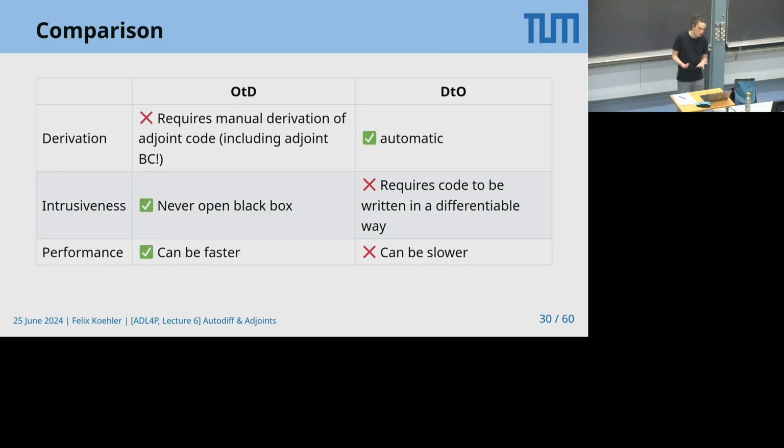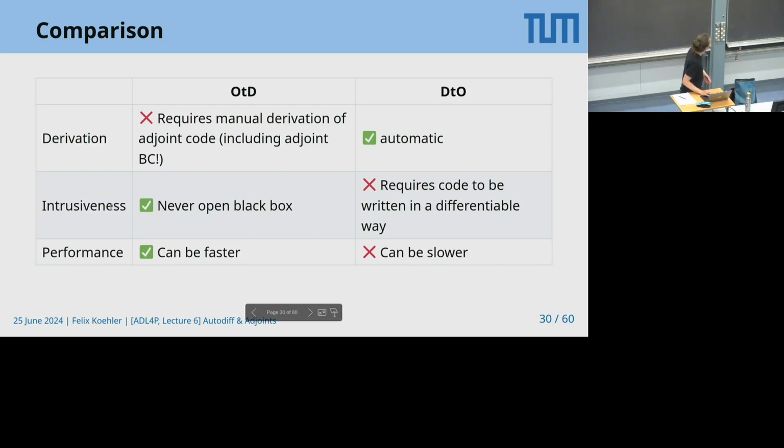But I would like to think more about doing Autodiff on the left column, being on the higher level of abstraction, versus doing Autodiff on the lower level of abstraction. So let's first do the comparison in terms of derivation. This means how much manual effort is involved. In OTD, usually when you do it at a higher level, it is more laborious because, as you also saw, the rules for higher level Autodiff are way more complicated than for lower level. So you lose a lot of the automaticity you get when you do it at lower level. So here the DTO approach wins.